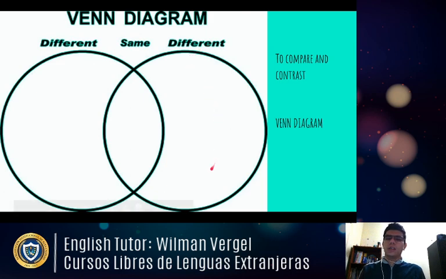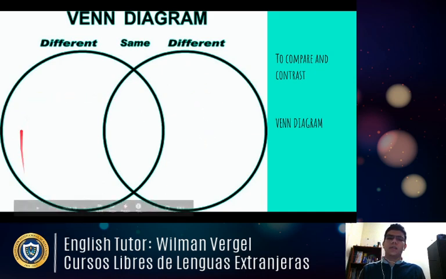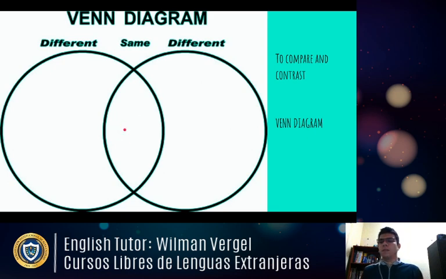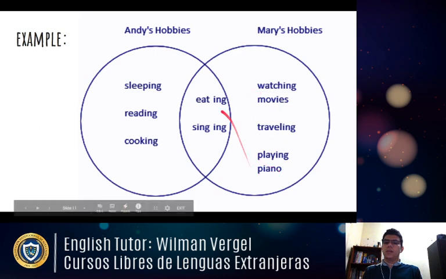Here are the differences, let's say features that only Android has, and those are the features that iOS has. And here in the middle, where they connect, you write the things that they both have, the features that they both have. So I'm gonna give you an example here. It says Andy's hobbies and Mary's hobbies. Andy's hobbies are sleeping, reading, cooking, eating, singing. And Mary's hobbies are watching movies, traveling, playing the piano, eating, and singing.